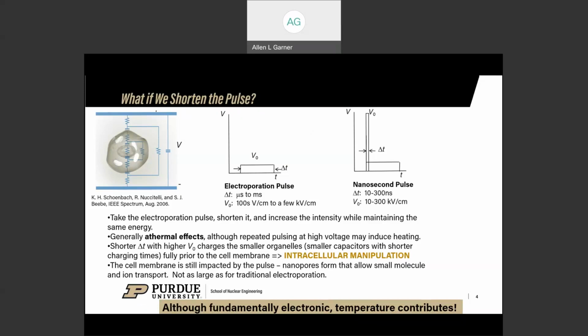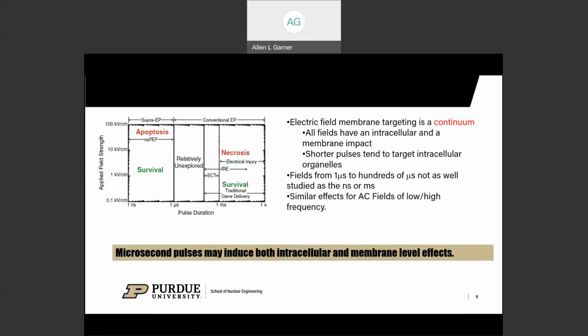All right. The other thing that we'll talk about specifically in this talk is that as you use these shorter duration, faster rise time pulses, and you start to have higher repetition rates, you can also induce, even if you're not creating significant heating of the overall solution, very strong temperature gradients across the membrane. And we show some of the effects of that through molecular dynamics simulations in this talk. So again, fundamentally an electronic or electrical effect, but temperature and temperature gradients can significantly contribute. So this is a broad overview.